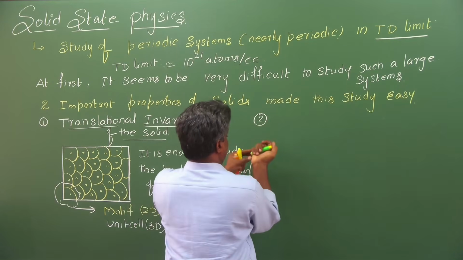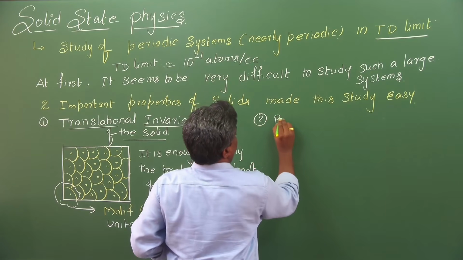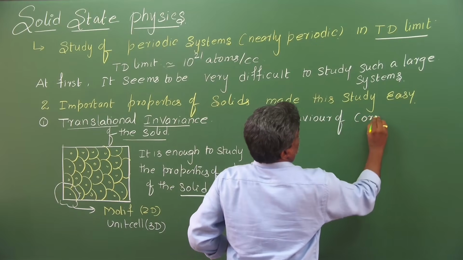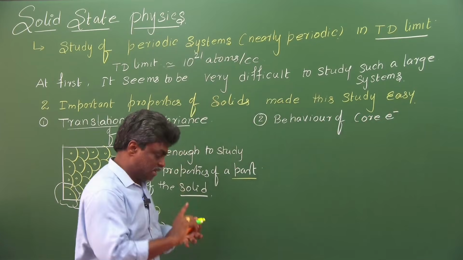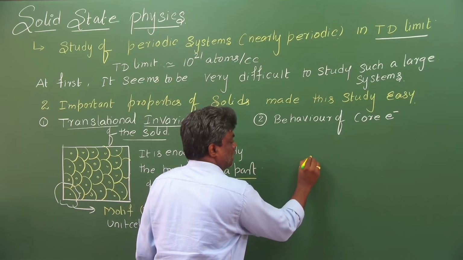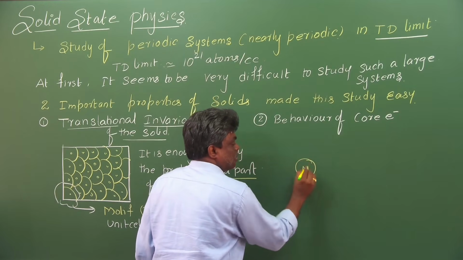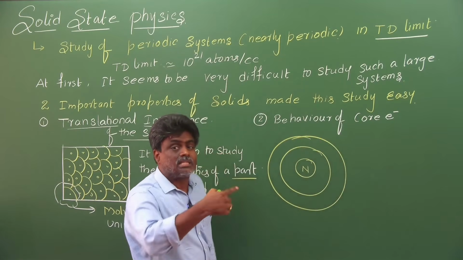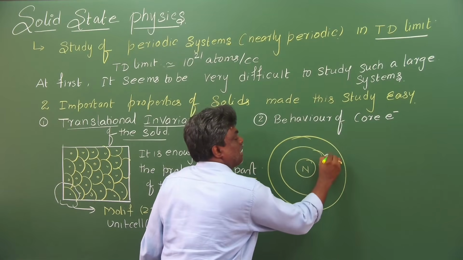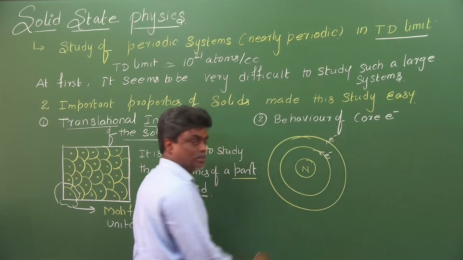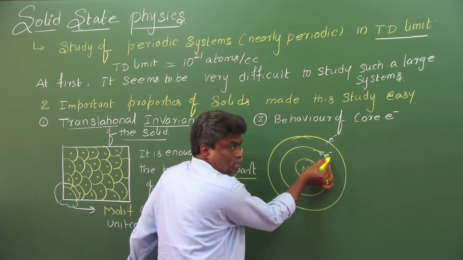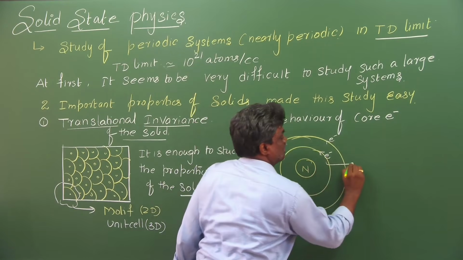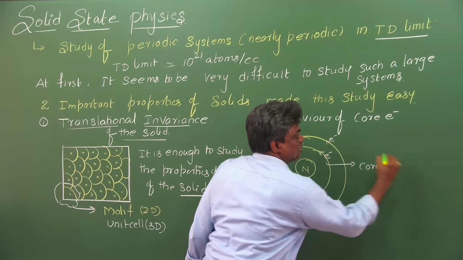The second one is the behavior of core electrons. Now here I am assuming this is the atom, with the nucleus. The atom contains shells around the nucleus. Here we have electrons, and here also we have electrons. The electrons which are very close to the nucleus are called core electrons.